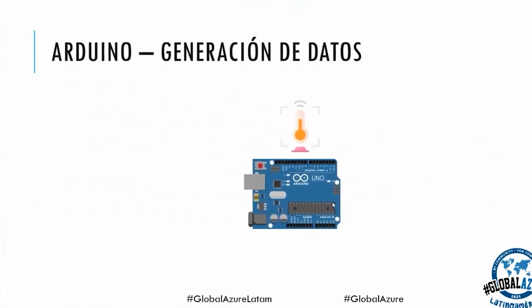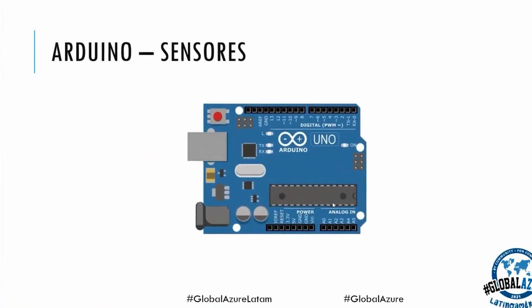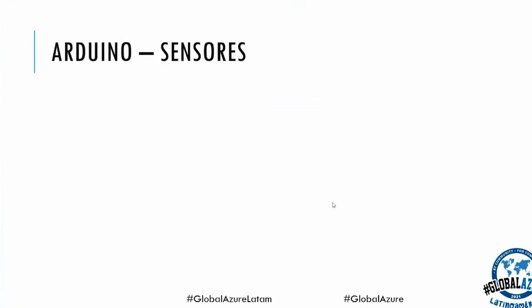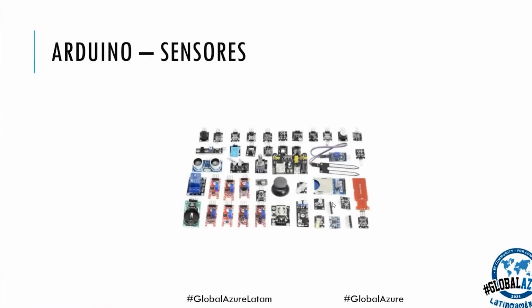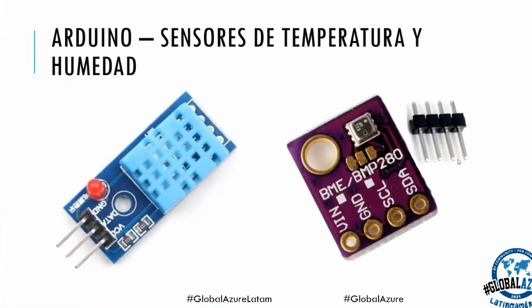Let's begin with Arduino. Basically, Arduino allows us to generate data. To carry out this action, we are going to need something called sensors. The sensors in Arduino allow us to read external information. We have an infinity of sensors that we can use with Arduino. Here we have a small list of the components that we can use that range from sensors to measure temperature and humidity. On the left side, we have a relatively simple sensor, and on the right, a slightly more complex sensor.